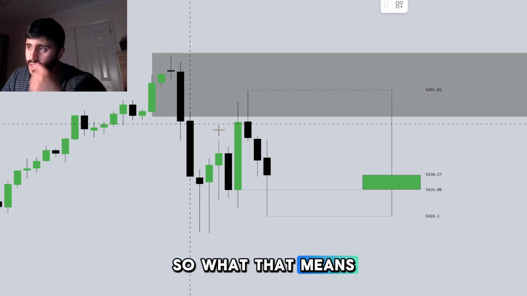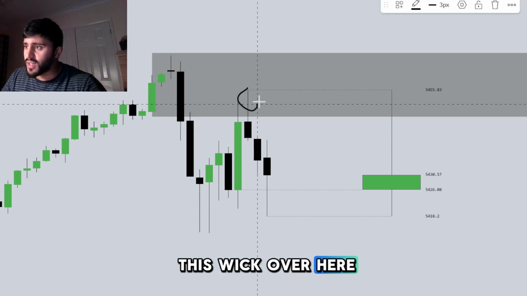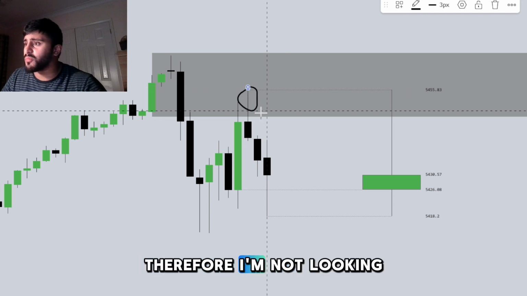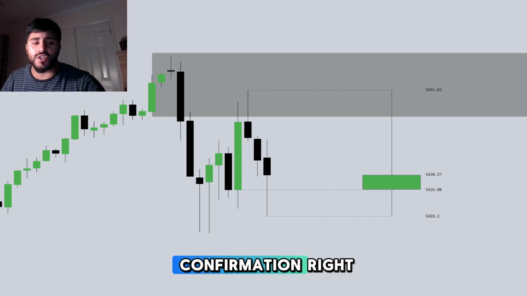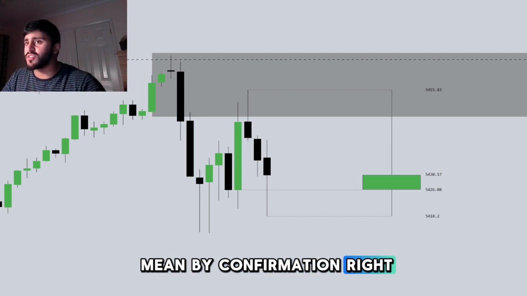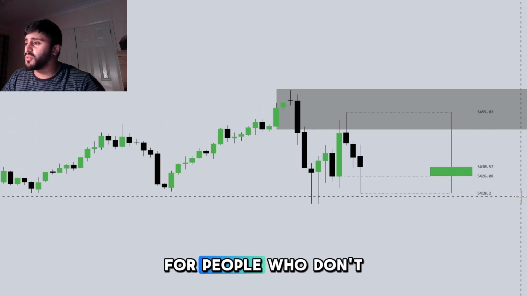So what that means is that we had this wick over here. This was only a wick. Therefore, I'm not looking to trade just yet, right? I want to see some confirmation, right? So what do they mean by confirmation, right? Confirmation is a fancy word for people who don't know how to use it, right?